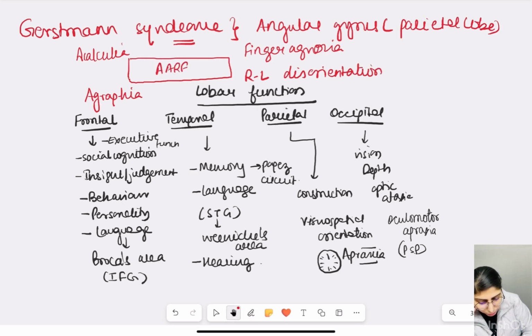You can try to remember this with a mnemonic, ARF. Doggies कहते हैं ARF. So you can remember it like that. A for acalculia, another A for agraphia, then R is right left disorientation, and F is finger agnosia. So please remember Gerstmann syndrome with this mnemonic ARF. Right. Then there are certain previous year questions that I have written in my notes too. Let us discuss these questions too.